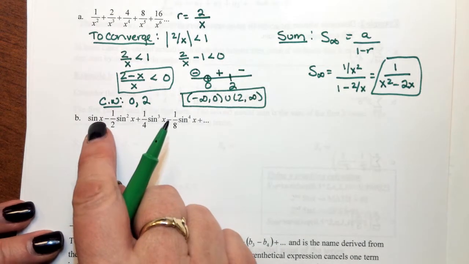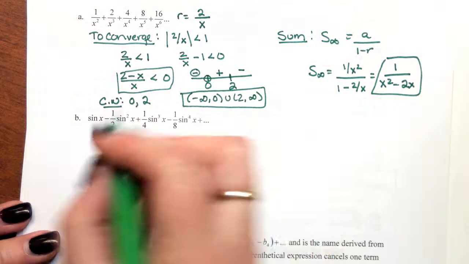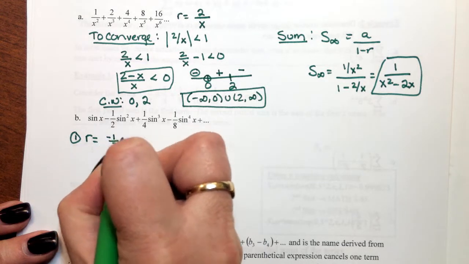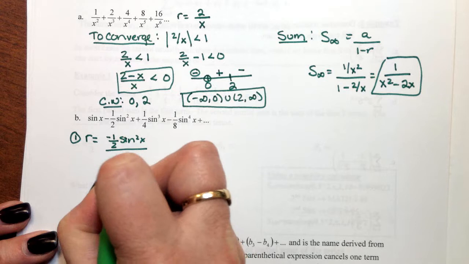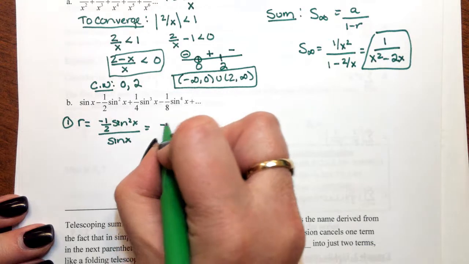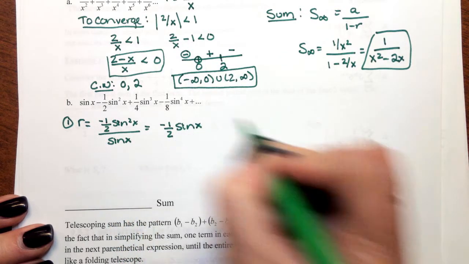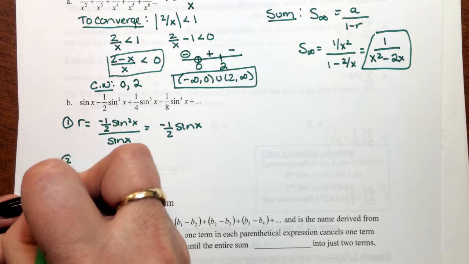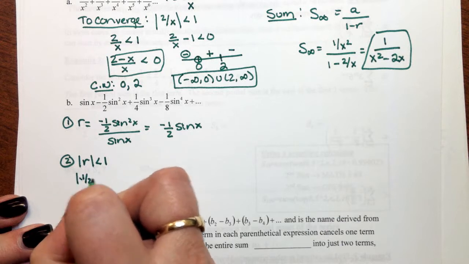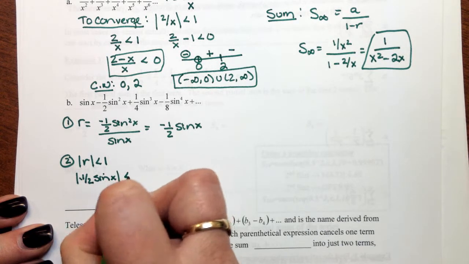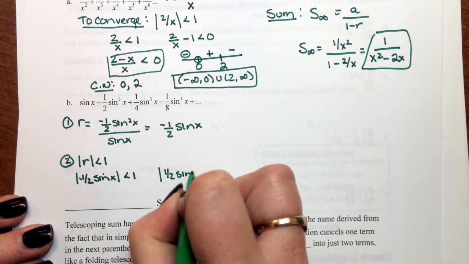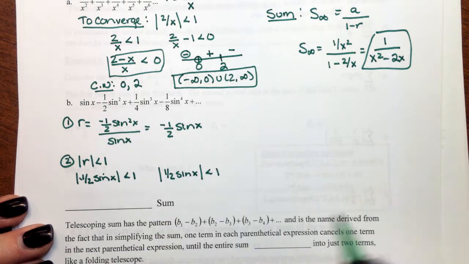So here's sine of x minus 1/2 sine squared of x. Again, the first thing we want to do is find your common ratio. Again, you can take a term and divide it by its previous term, if you're not sure what the common ratio is, by looking at the terms in the sequence. So that's going to give me -1/2 sine x. So then remember, to converge, the absolute value of the common ratio has to be less than 1. So the absolute value of -1/2 sine of x has to be less than 1. So then I know that the absolute value of 1/2 sine of x has to be less than 1.